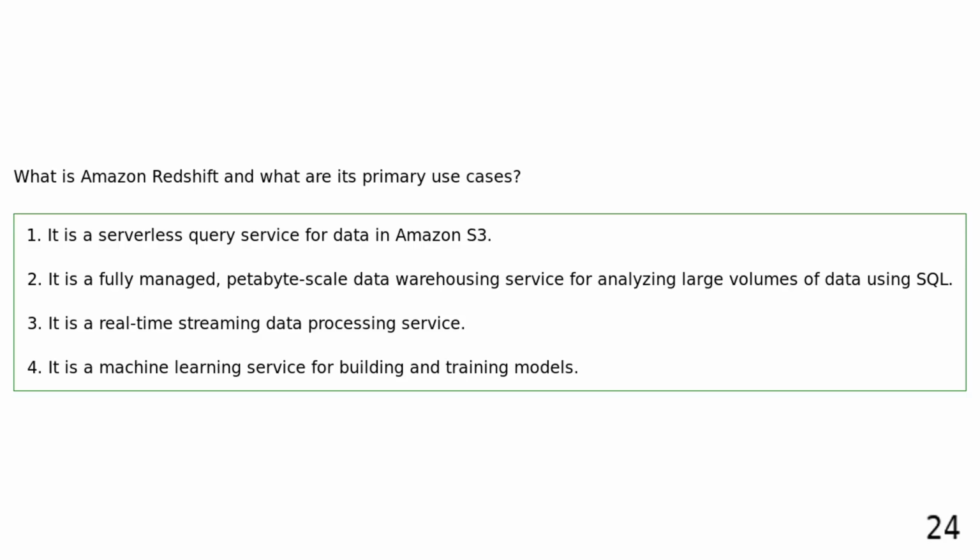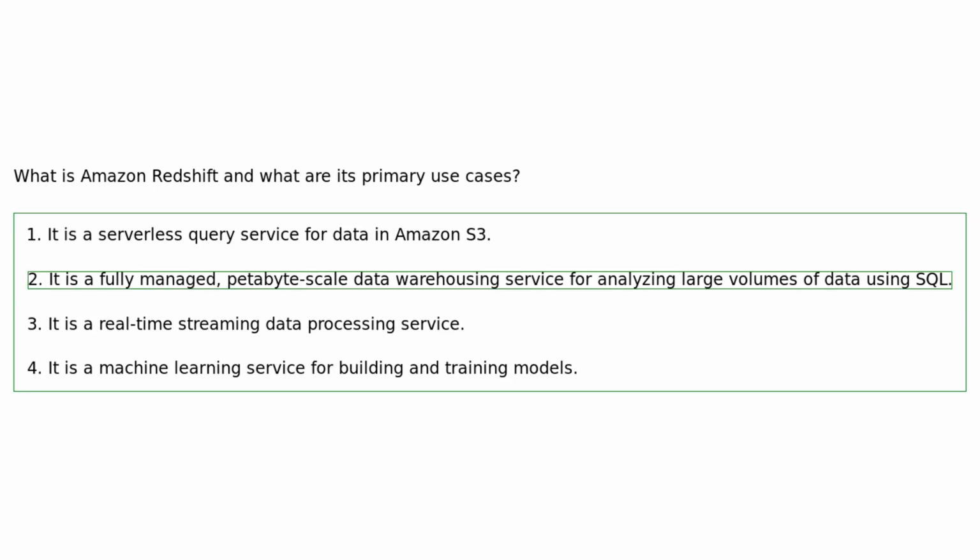What is Amazon RedShift and what are its primary use cases? It is a serverless query service for data in Amazon S3. It is a fully managed, petabyte-scale data warehousing service for analyzing large volumes of data using SQL. It is a real-time streaming data processing service. It is a machine learning service for building and training models.